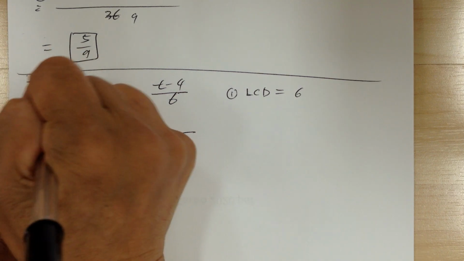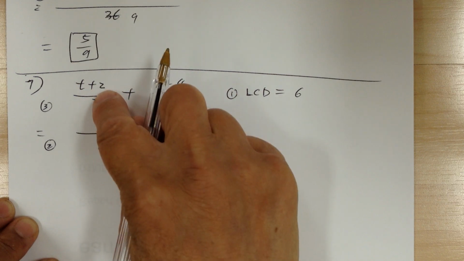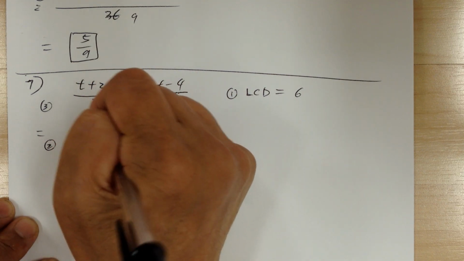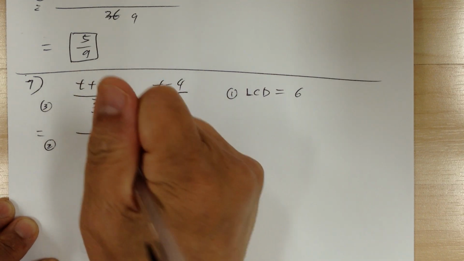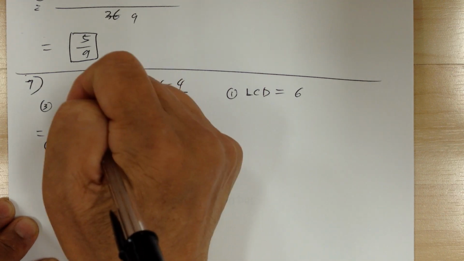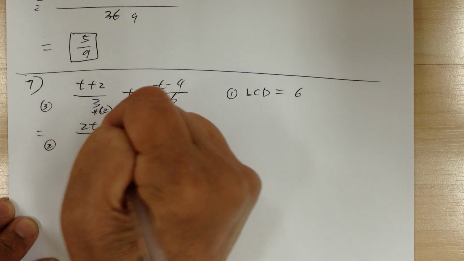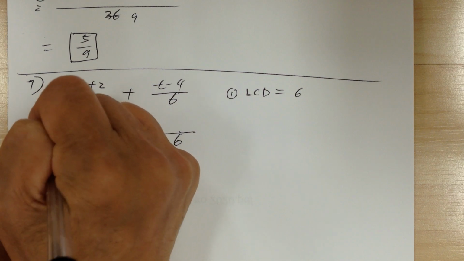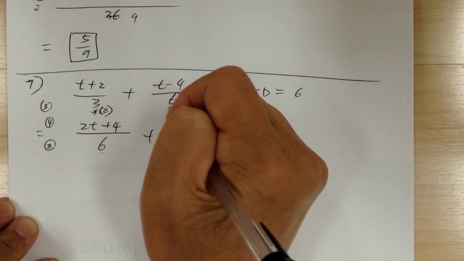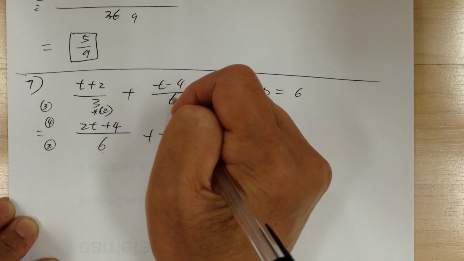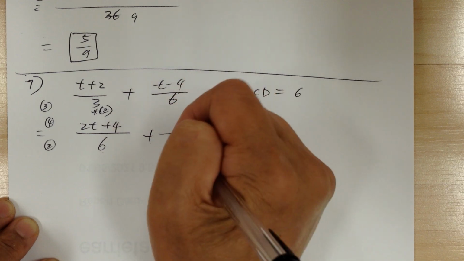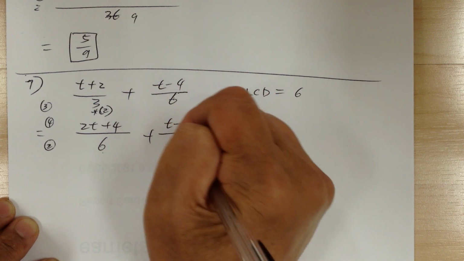Step 3, figure out how you're going to get from here to here. From here to here, you need to multiply by 2. So 3 times 2 gives you 6. Now you have to multiply the top too, so it gives you 2t plus 4. So that's your step 4. Step 3, figure out what you need to do to get from here to here, and then step 4, you multiply. This one you don't have to do anything for.